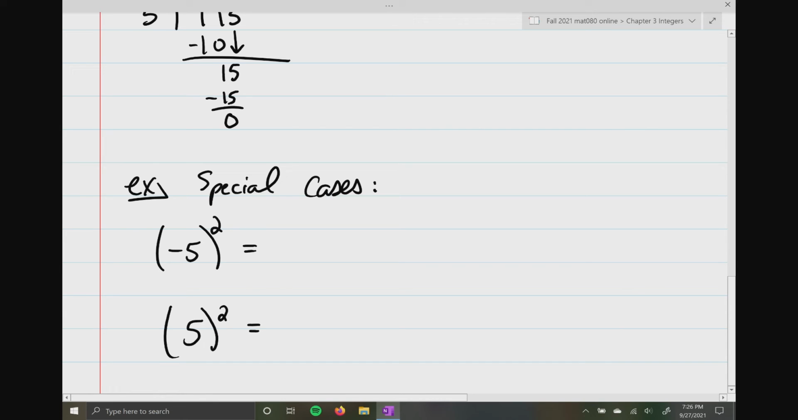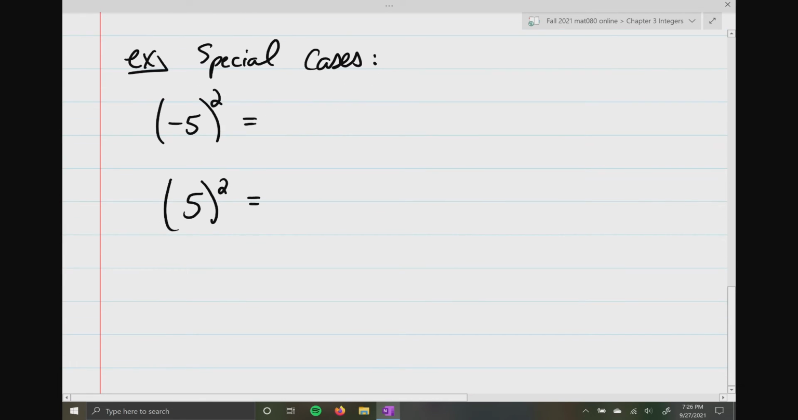So what I want you to do is go ahead and answer these 2 questions. Pause the video, answer the 2 questions, and then unpause it to see what I get. So for the first problem, for the quantity negative 5 to the second power, I get positive 25. And for the second one, we also read that as the quantity of 5 to the second power, and that's going to be 25.